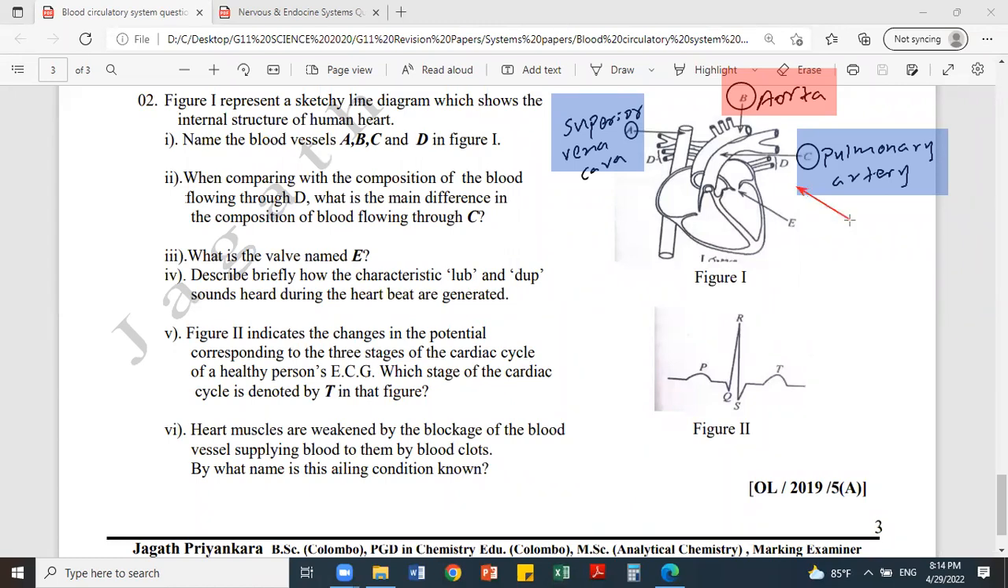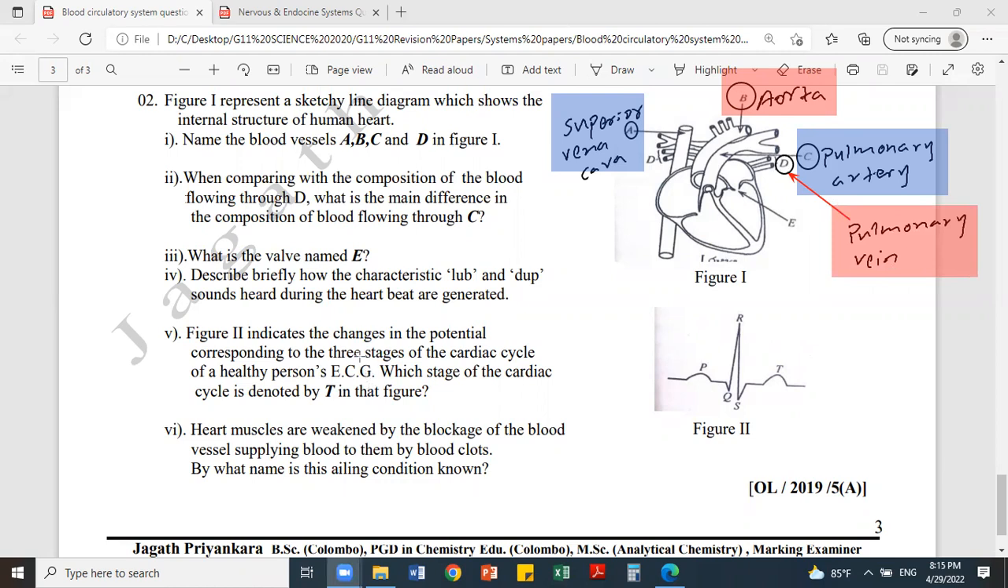Then capital D, I'll put an arrow separately. D is the pulmonary vein. The pulmonary vein carries oxygenated blood or red blood from the lungs towards the heart. So two of these carry oxygenated blood, the other two carry deoxygenated blood. So that is D here.